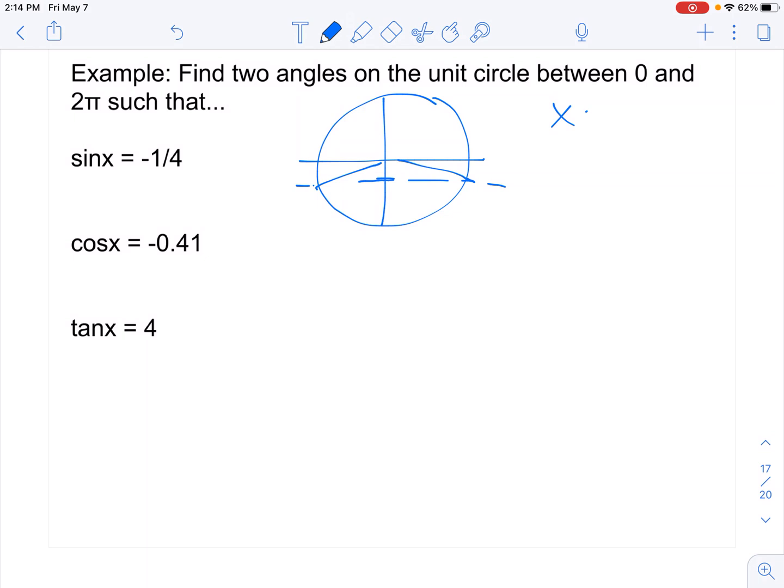I got that x equals -0.253. This number is not between 0 and 2 pi, but it is this angle right here that is rotating in the opposite direction, so that's giving me the angle in the fourth quadrant. I need to find an angle that's positive, and to do that, I'll just add 2 pi.